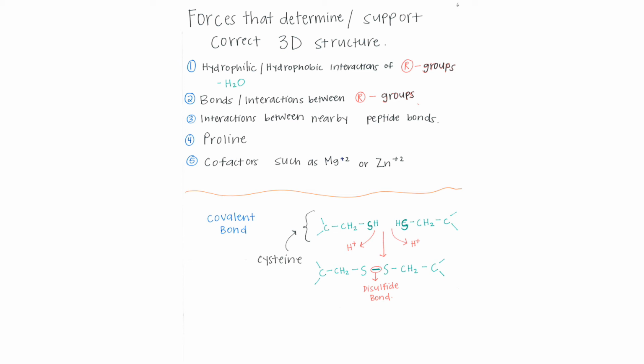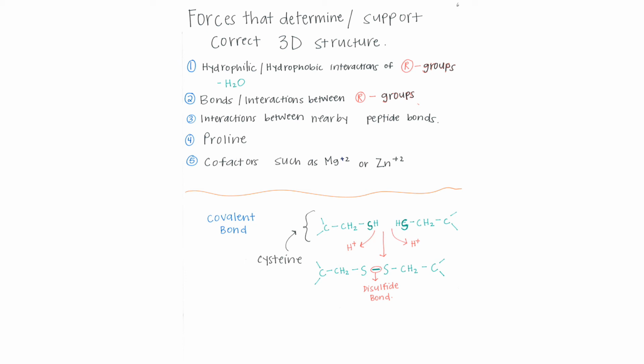There are bonds or interactions between the R groups. There are interactions between nearby peptide bonds. We'll look at that. Then I want to mention proline, because it has an interesting structure and it often will create bends in a protein. And then there are what are called cofactors, such as magnesium or zinc, which participate in how these things fold.